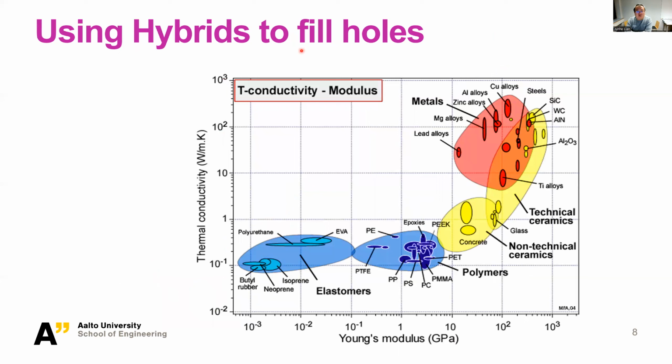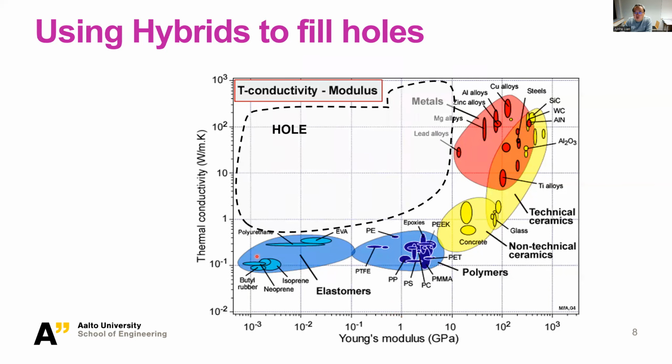And the reality could be even more complicated, because we don't always deal with mechanical properties, as I mentioned. Here I'm showing you thermal conductivity versus Young's modulus. You can see we have metals, which naturally have really high stiffness and also high thermal conductivity. And we have elastomers and polymers, which are softer and have basically no thermal conductivity. So here we have a huge hole existing.